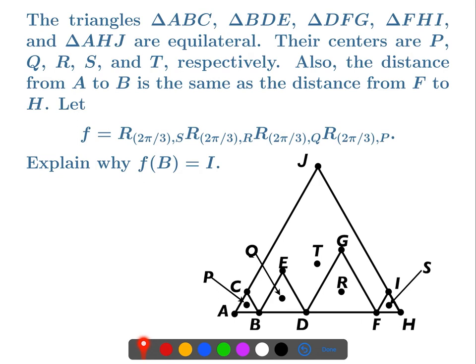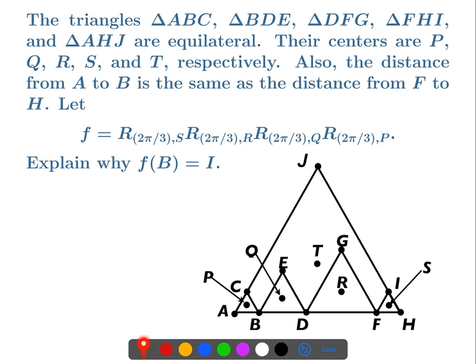Well, first, there's one point that it's easy to see what happens. If we look at what happens to A under these rotations, you rotate around P by 2 pi over 3, you're going to get to B. You rotate around Q by 2 pi over 3, and you're just going to go to D. Then you rotate around R by 2 pi over 3, you're just going to F. And then when you rotate around S by 2 pi over 3, you're just going to H. So A is going to H under the map F. F of A is equal to H. So I just did each of these rotations one at a time, and A went to H.